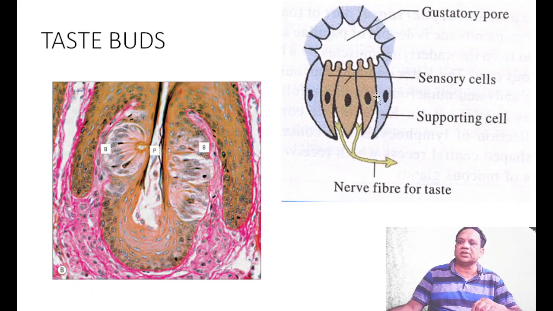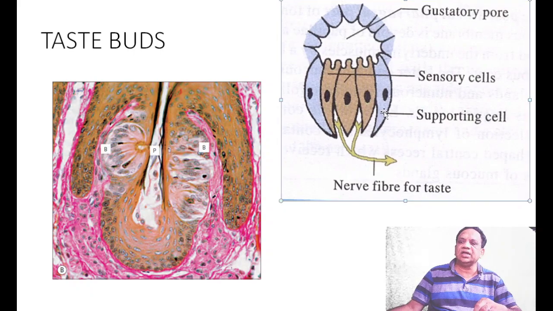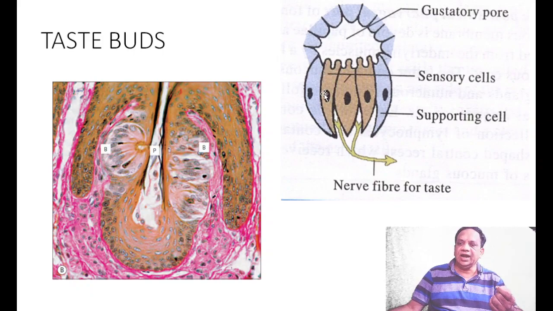We'll have two types of cells. One type is supporting cell, and the other type is what we call the sensory cell. The sensory cell is the cell which stimulates the taste, and it will have nerve endings. The nerve endings all converge and form a nerve which carries taste. That is carried to the nerves of the tongue. We will see later. So these are the taste buds and the taste pore.